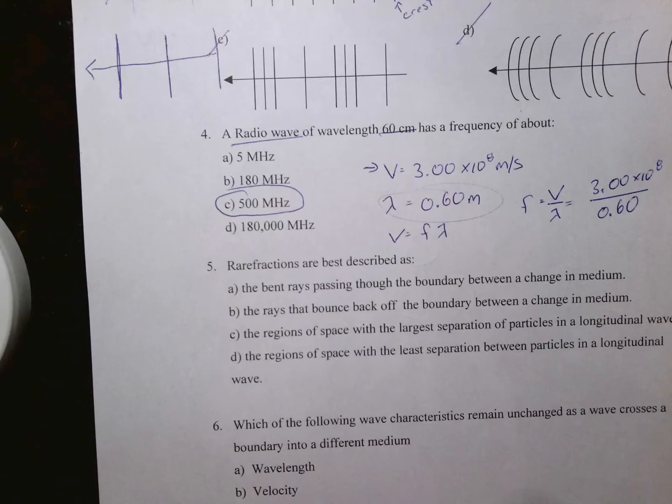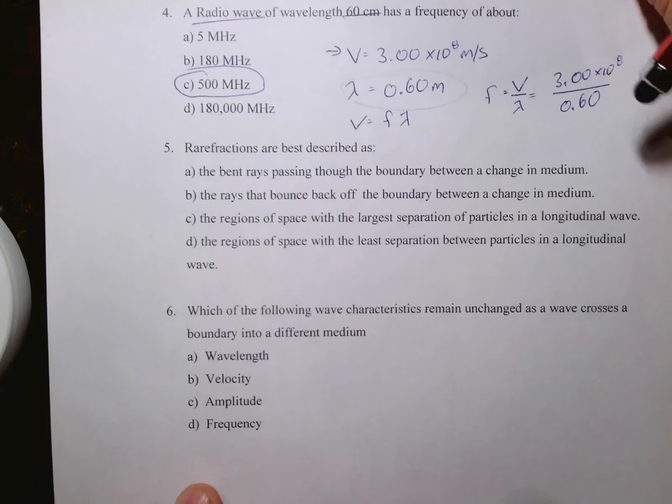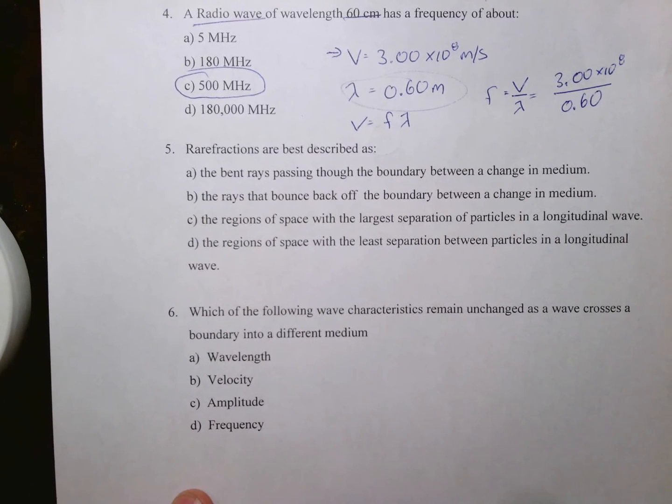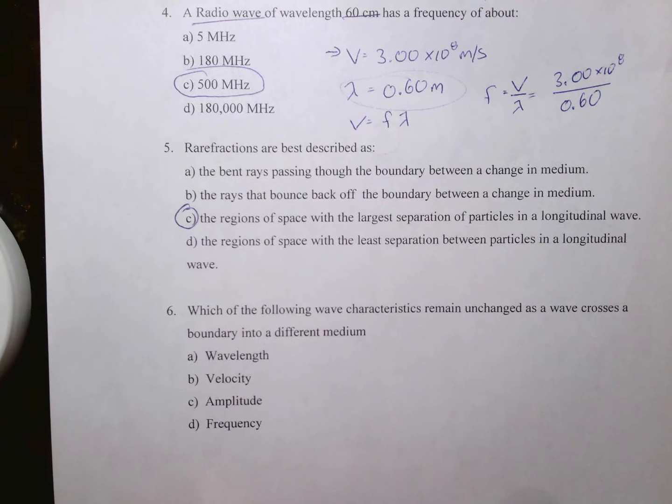All right. Rarefactions are best described as, and this is kind of just a definition, so we're just going to go through this one. A rarefaction is best described as, and the answer is C, the region of space with the largest separation of particles in a longitudinal wave.